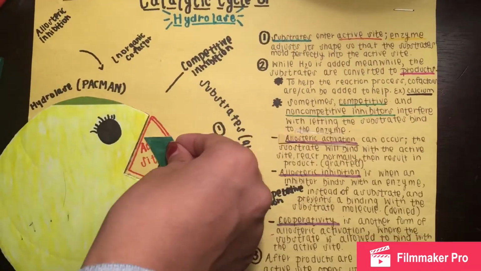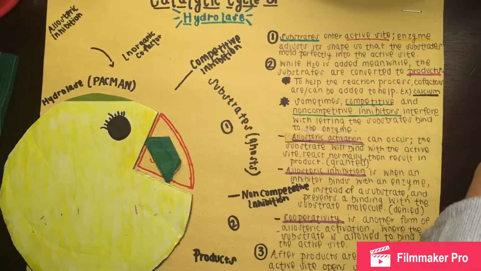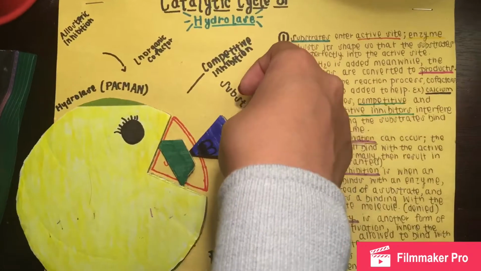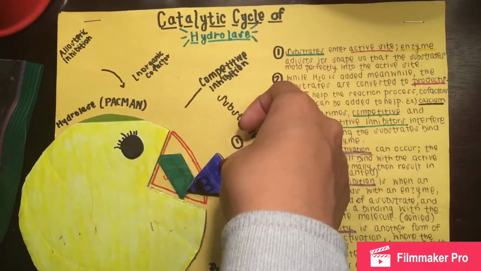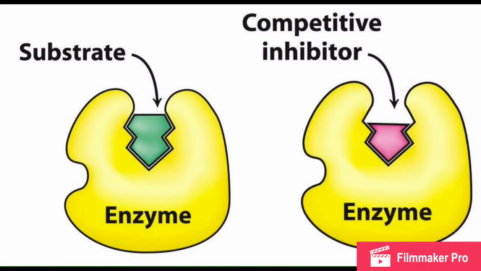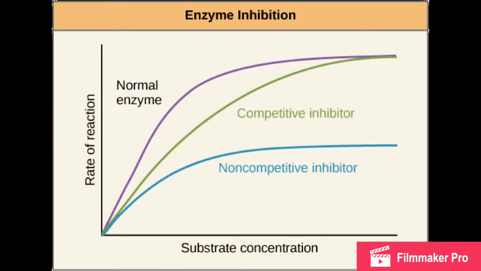There are two types of inhibitors when dealing with the catalytic cycle of an enzyme. Competitive inhibition is when the inhibitor and the substrate compete for placement in the active site of the enzyme. These inhibitors are said to have the same shape as that of the substrate and prevent the enzyme-substrate complex from forming. This is done when the inhibitor enters the active site, thus preventing the substrate from entering.